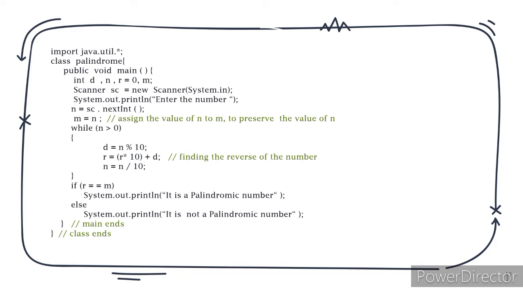The basic code is the same. We have reversed the number. Now at the end of reversing, I have just checked if the reverse of the number, that is r, is equal to m. m is the copied value of n, because n will become 0. So I have copied it and stored it in m, and then I am checking it with m. If the values are equal, we call it a palindromic number, else it is not a palindromic number. So this is how you check whether a number is palindromic or not.